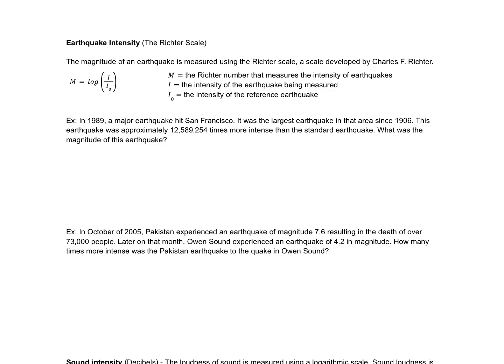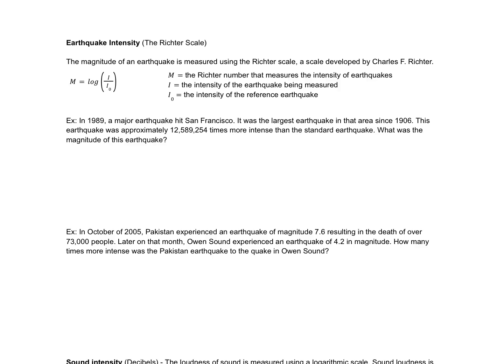the argument is a ratio of the intensity of the earthquake that is being measured to the intensity of a reference or standard earthquake. So let's look at our first example. This one is going to be on the more basic side, and then we'll look at another version. In 1989, a major earthquake hit San Francisco. It was the largest earthquake in that area since 1906.